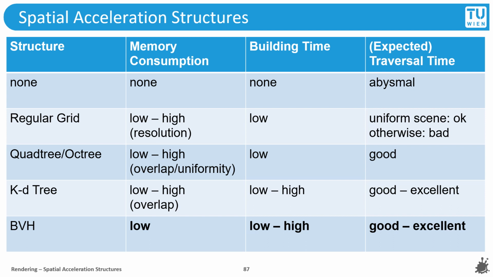For the property summary of our BVH, we now find that in contrast to other spatial acceleration structures, its memory consumption can actually be guaranteed to be low, as we saw before, and its building time can again range from low to high depending on how much effort goes into choosing the individual splits. And similar to the KD tree, its expected traversal time is comparatively very good to excellent.